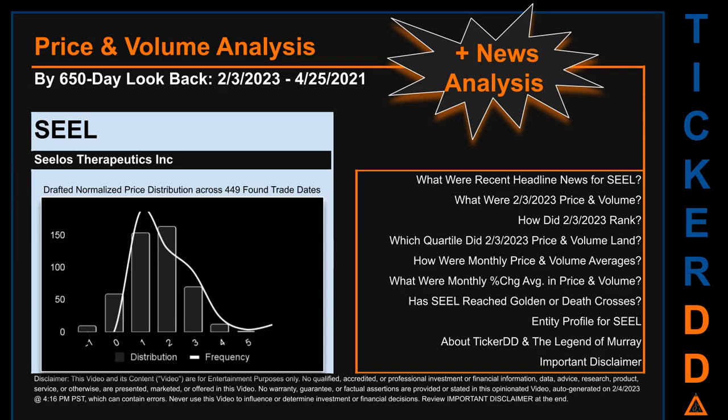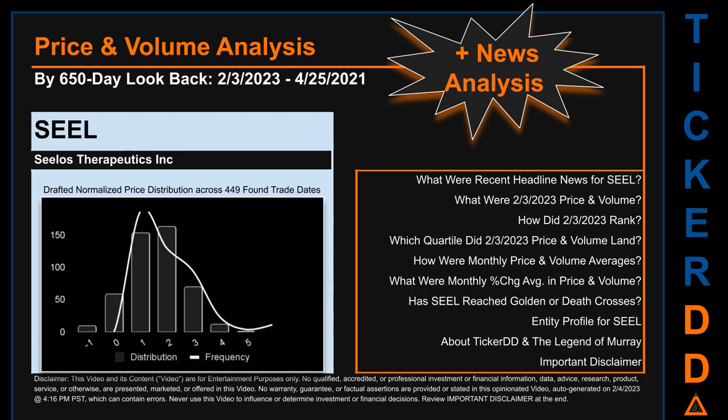Looking back 650 calendar days from Friday, February 3, 2023 to Sunday, April 25, 2021, we found 449 applicable trade dates for use in our analysis. The chart shown on this page is our initial attempt at studying the price for SEEL after dynamically normalizing price distribution across those discovered trade dates.